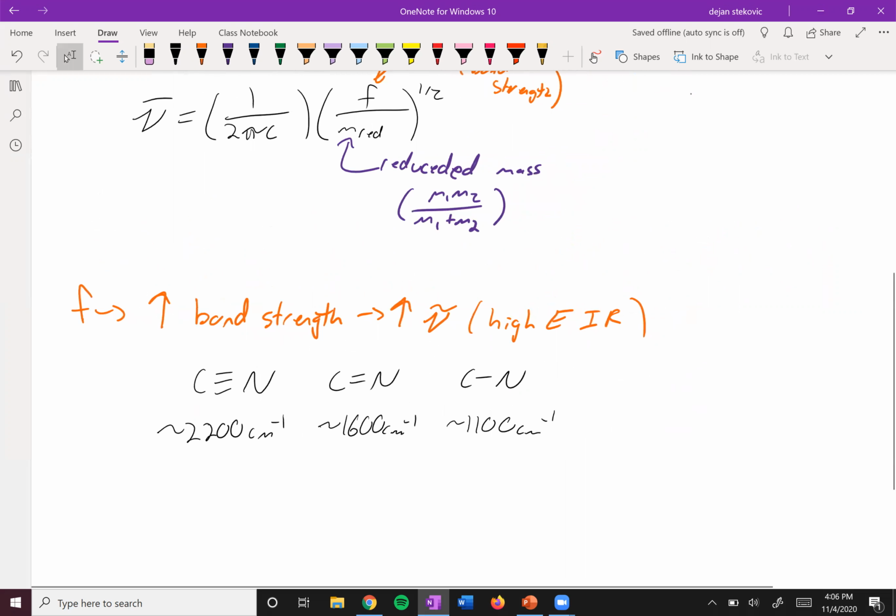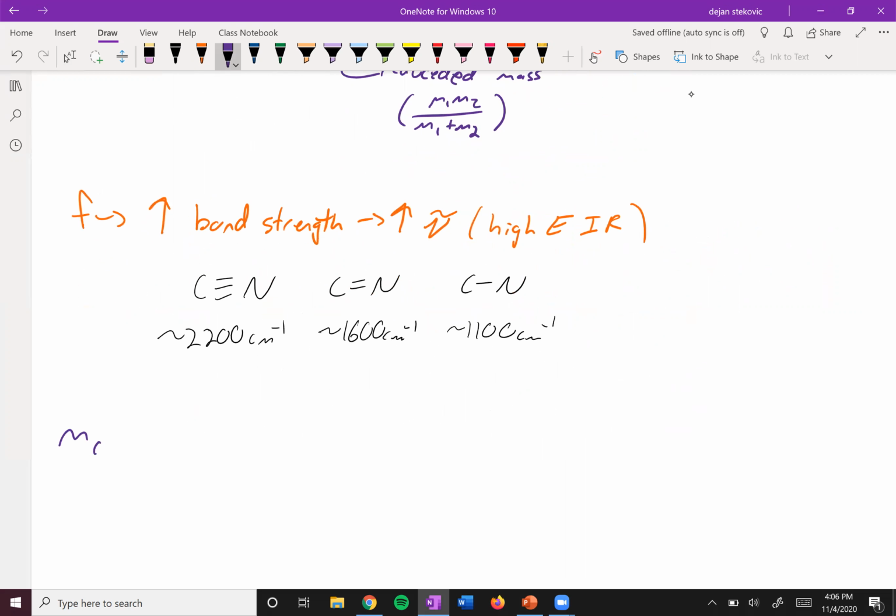The second part we notice about this equation is that the m reduced part, the mass part, is in the denominator, and so it's going to be inversely proportional to the frequency of the light it absorbs. And so the way of saying that is, as the mass is increased, the frequency at which it absorbs will decrease, right? And that's lower energy light being absorbed, right?